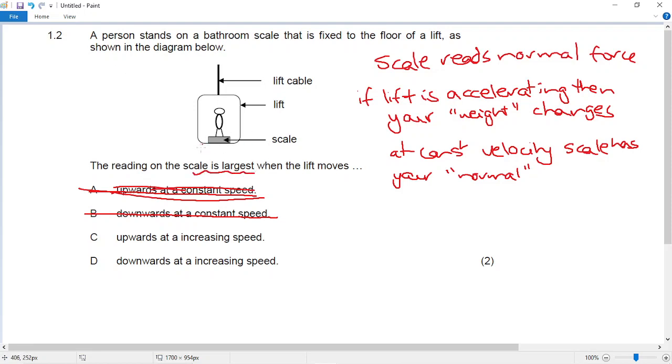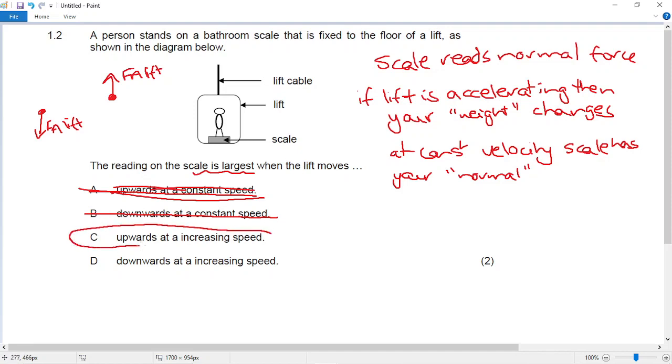Now think about this. There's a whole long complicated explanation here. If we are accelerating with the applied force from the lift upwards, is the net force upwards, or are you accelerating downwards, if the net force from the lift is downwards? And then you take into consideration your weight and the acceleration due to gravity. You are going to find that the answer is C.